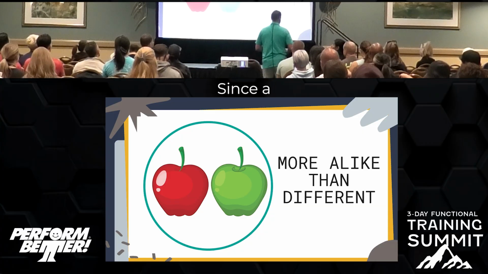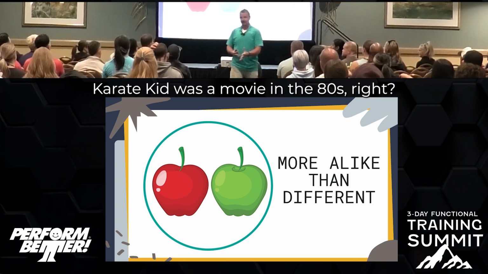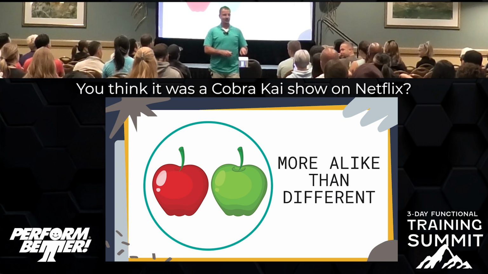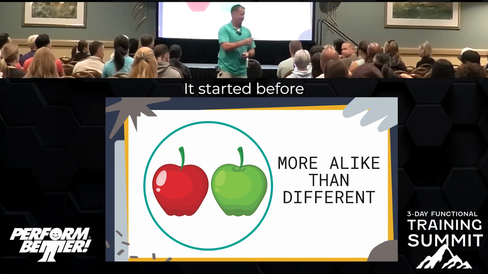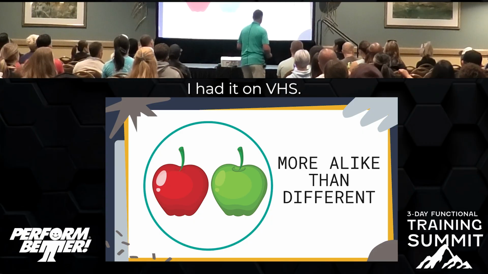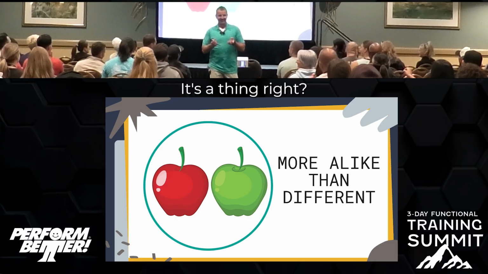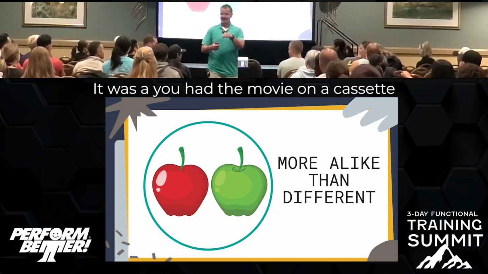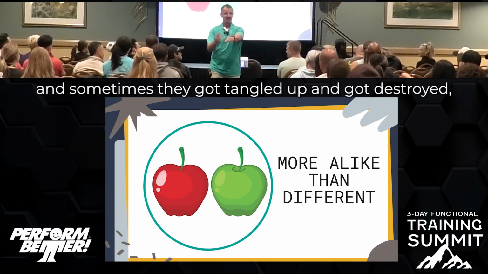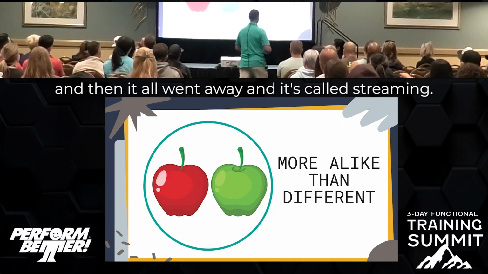So it's a reboot of Karate Kid, and half of you are too young to understand. Karate Kid was a movie in the 80s, right? You think it was a Cobra Kai show on Netflix. It started before. I had it on VHS. VHS, by the way, it's a thing, right? It was like you had the movie on a cassette and you put it in the thing, and sometimes it got tangled up and got destroyed, right? And then it became a DVD, and then it became a Blu-ray, and then it all went away, and it's called streaming.